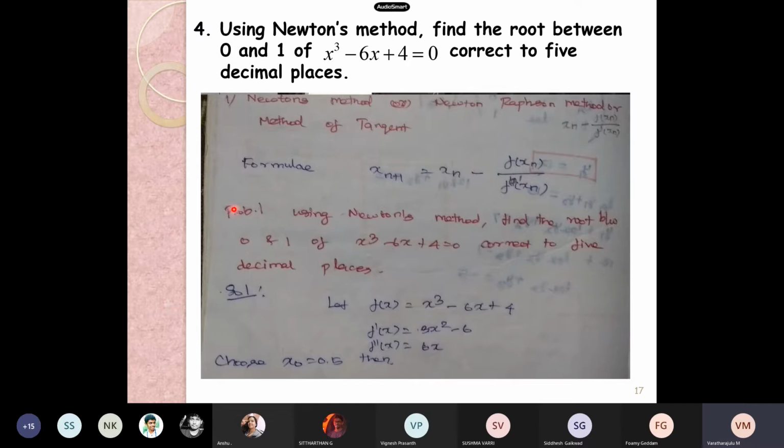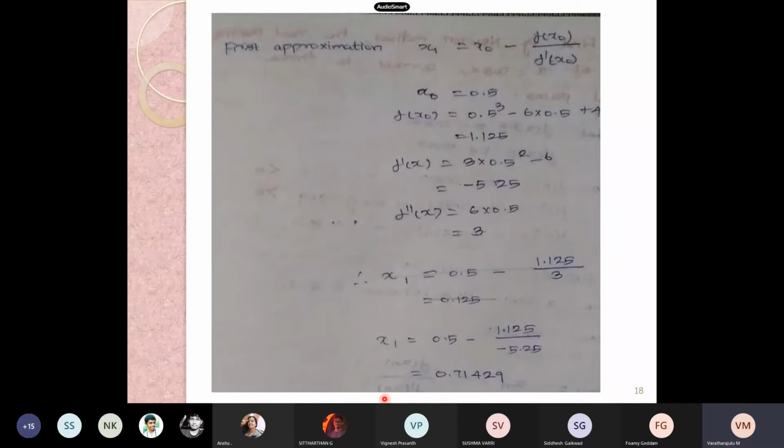Here in the problem they want to find the root between 0 and 1, so it is advised that you prefer the midpoint. So take x naught as 0.5, continue the iteration, and solve one by one during your examinations. The calculation procedures are detailed so you can get the results immediately. If the problem carries minimum marks, you can go ahead with that. If it is asked for more marks, then solve step by step, and only then you will get more marks. Here x naught is equal to 0.5.